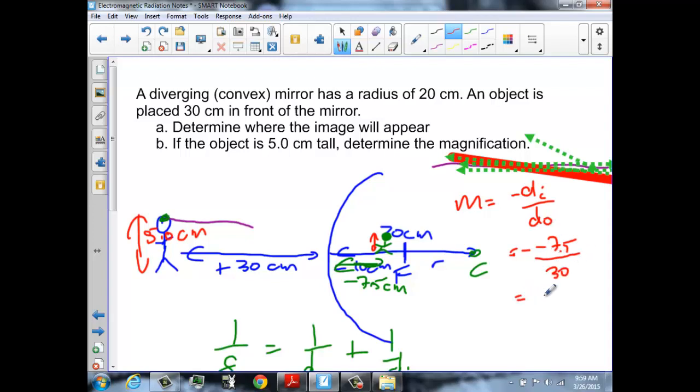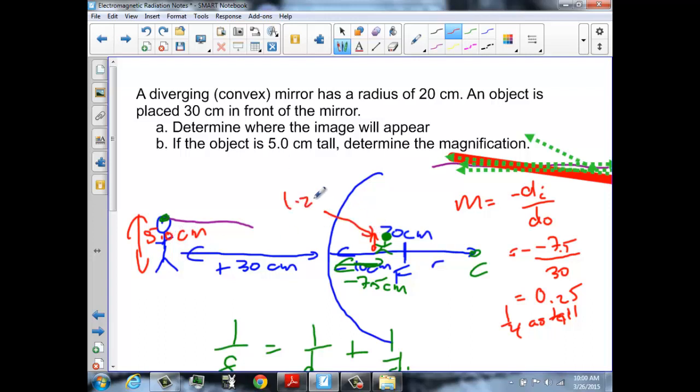And then do would have been 30. So your magnification is going to make it smaller. It's a quarter, 0.25. So it made it a quarter as tall. The magnification wouldn't have units, so you'd just say it's a quarter as tall. A follow-up question I could then ask would be, how tall would this thing appear? So what's a quarter of 5?